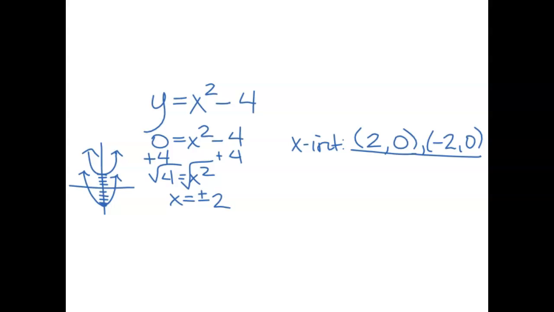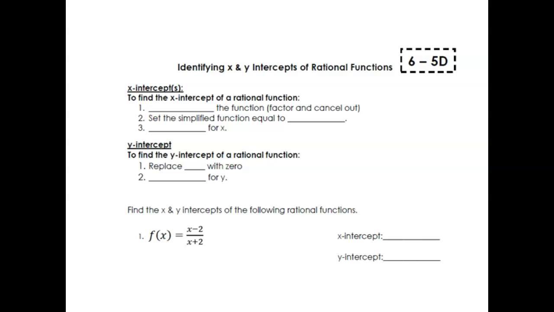So now on the 6-5D notes, which are going to go on page 81 when we're finished, you can go ahead and copy that down. Now we're going to do the same thing, but we have rational functions. So we have things that look like fractions. So for the x-intercepts, which we know the x-intercept is going to be an ordered pair, correct? An ordered pair where 0 is the what value?